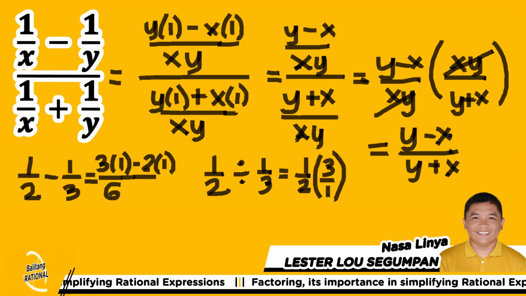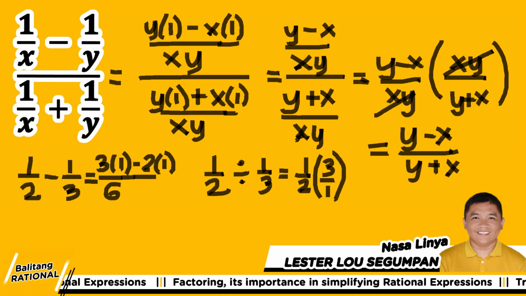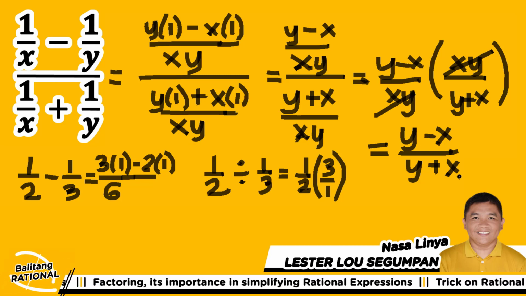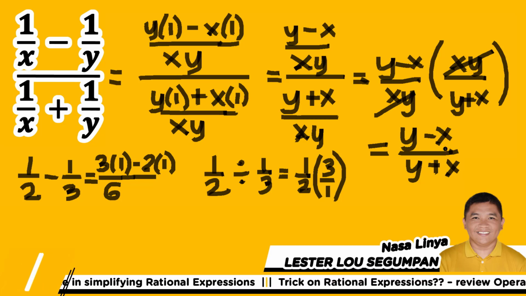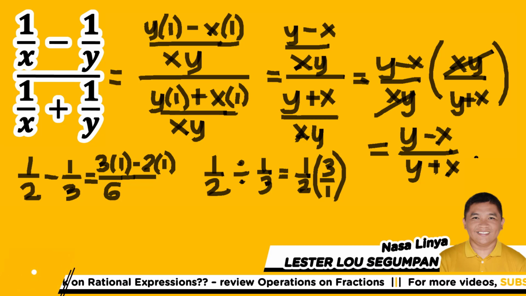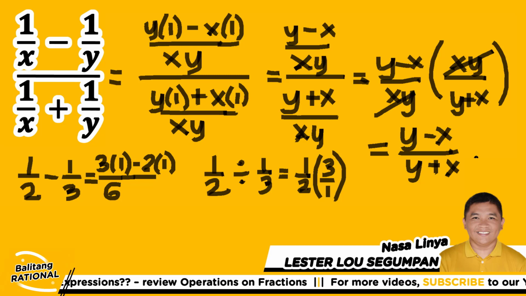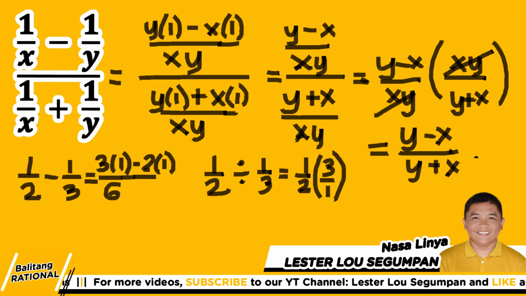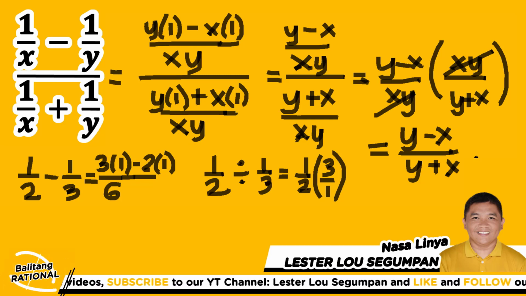y and x terms on our numerator are separated by subtraction. y and x terms on our denominator are separated by addition. This means we cannot cancel them, and this is already our final answer. Ito na po yung sagot natin sa ibinigay na rational expression na mayroong rational expression sa both numerators and denominators. We are solving them separately before we can combine them into one.